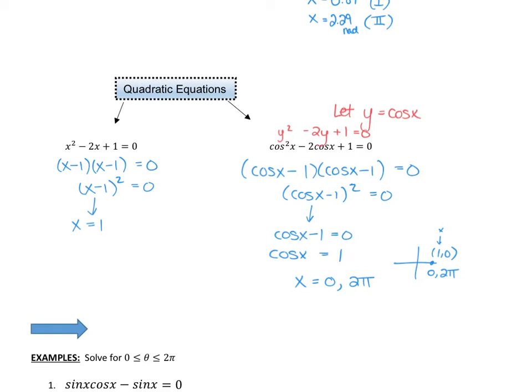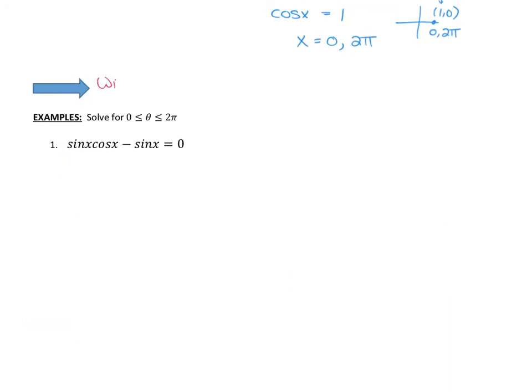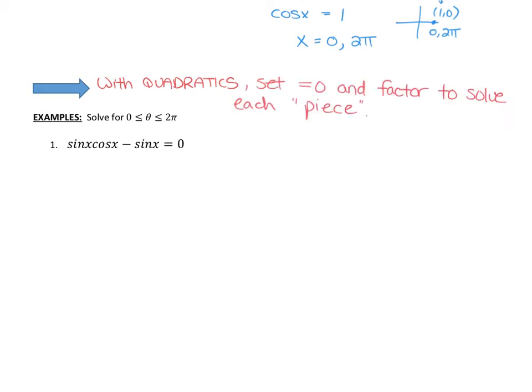Okay, so let's try a couple of these together. Our note right here that we just want to write: the idea here is that with quadratics, we are going to look to set it equal to 0. And we're going to use our factoring or our quadratic formula, and we're going to solve each piece, I'm going to say, or each binomial or each trig function.